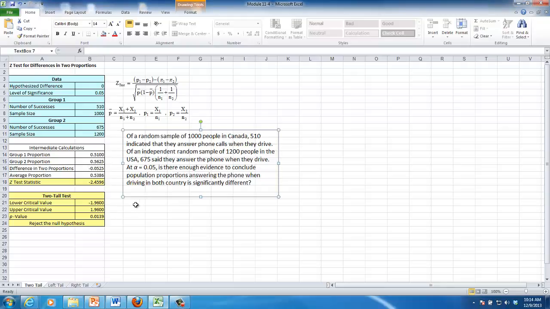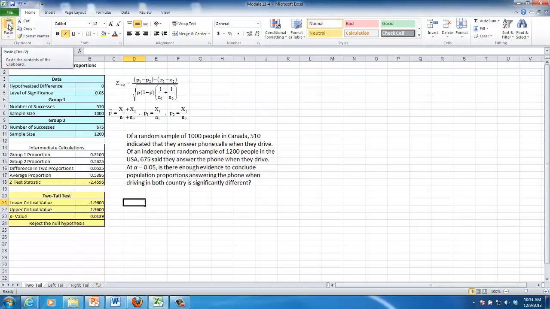Now, in this case, we want to compare the proportion for Canada and the United States in terms of if they answer the phone when they drive. Let's put our hypothesis first. The hypothesis would be H0: P for Canada equals P for United States, and H1 would be P for Canada is not equal to P for United States. The pi here stands for the Canadian proportion and the US proportion. So we want to find out if there is a difference between Canadian and American drivers in terms of answering the phone when they drive.